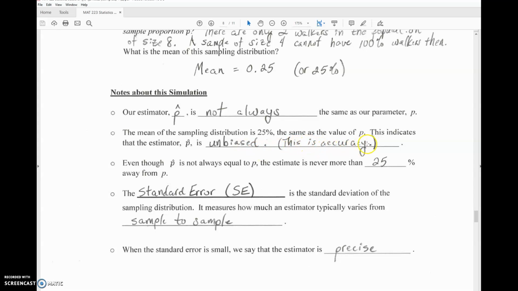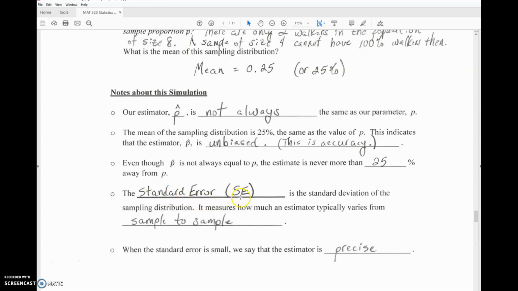That is what I mean by accuracy when I said we're measuring our surveys by accuracy and precision. Even though p hat is not always equal to p, the estimate is never more than 25% away from p, right? Because we only get 0%, 25%, or 50%, so it doesn't get any more than 25% away from p.